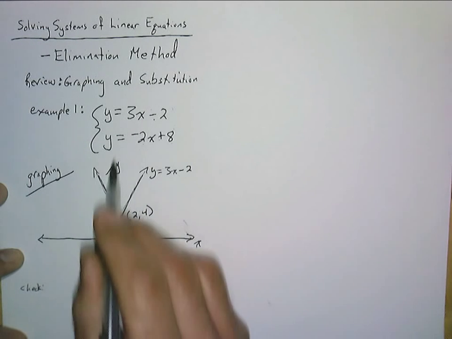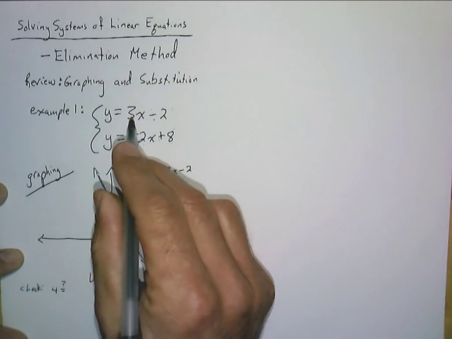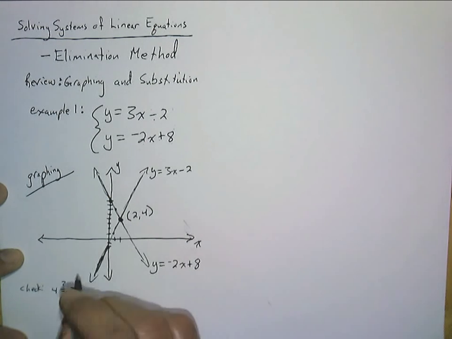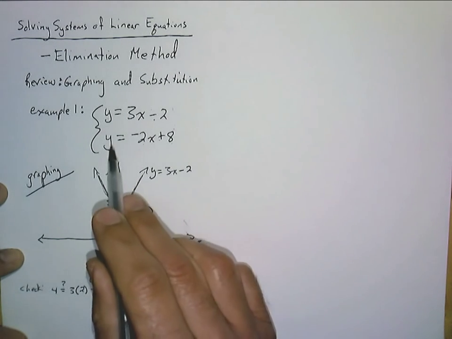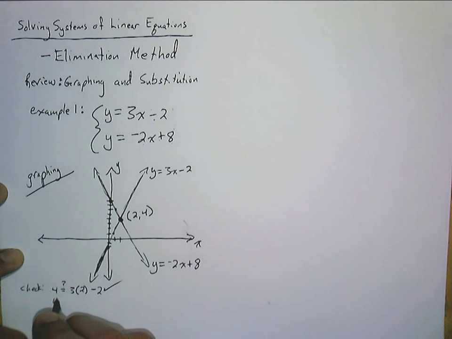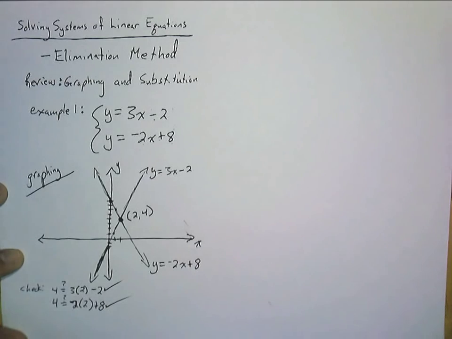So we plug in our y-coordinate here, and we ask ourselves, is that 4 actually equal to 3 times our x-coordinate of 2, minus 2? 3 times 2 is 6, minus 2, that's 4. Yeah, absolutely. But we've got to check the other equation as well. We plug in our y-coordinate of 4 right here, and ask, is that equal to negative 2 times our x-coordinate of 2, plus 8? Negative 2 times 2 is negative 4, add another 8, and yep, we get 4.